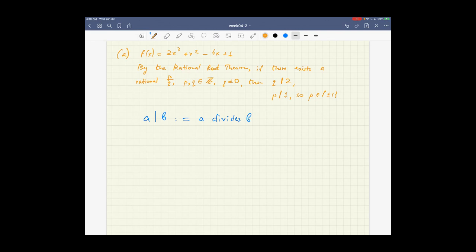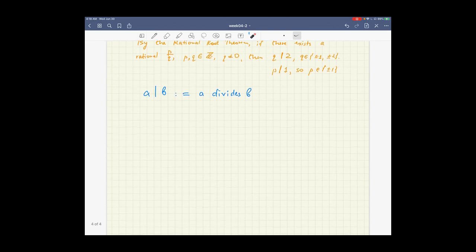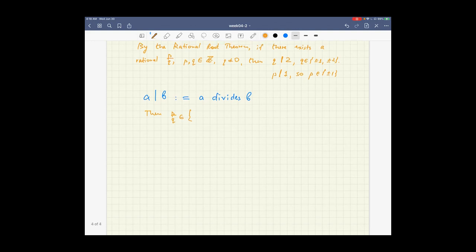Likewise, the only numbers dividing 2 are ±1 or ±2. So we need to form all fractions p over q where p is ±1 and q is ±1 or ±2. When we form all such fractions, we understand that p over q belongs to the set ±1 and ±1/2.